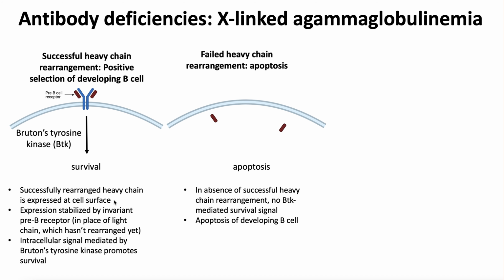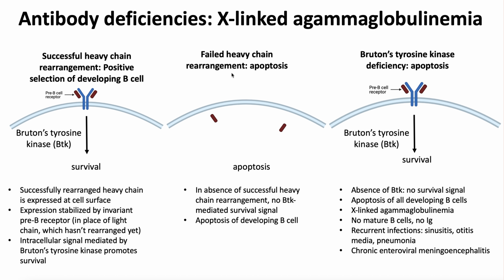Now, if the heavy chain fails to get expressed at the cell surface because you didn't have a productive rearrangement, then you don't get this survival signal induced by Bruton's tyrosine kinase, and this cell undergoes apoptosis. So this is a failure to undergo positive selection.